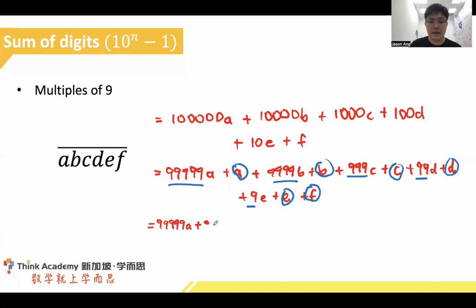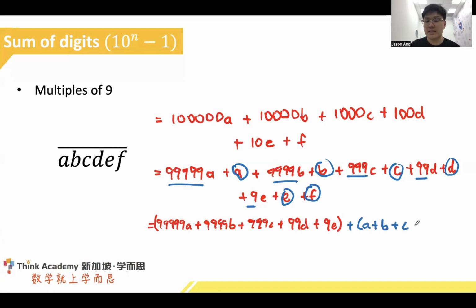99999A plus 9999B plus 999C plus 99D plus 9E plus, okay, sorry, just end over there. Okay, we're not actually focusing on these numbers because we already know they are divisible by 9 or 3. Instead, what we're going to be looking at is actually the remaining numbers at the back.